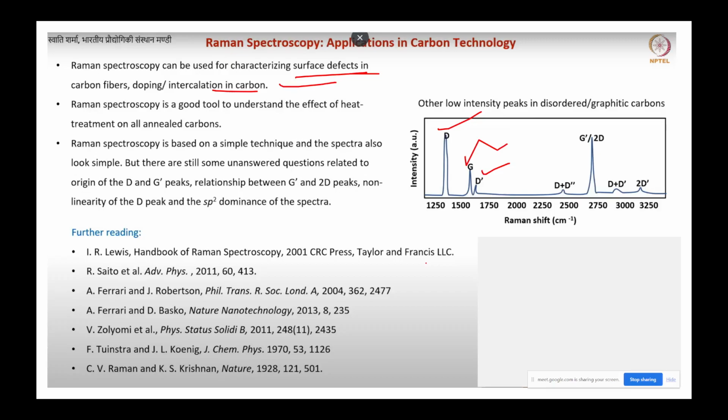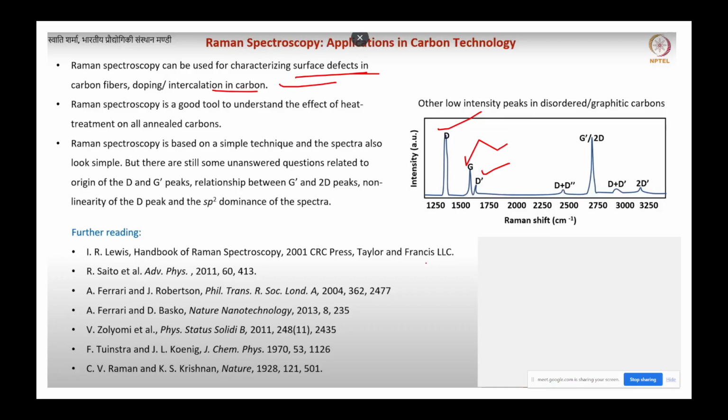Raman spectroscopy is based on a very simple technique, and you will get the spectra also. It looks very simple, but there are still some unanswered questions related to the origin of this D and G peaks, the relationship between the G and the 2D peaks, non-linearity of the T peak, and sp2 dominance of the spectra.